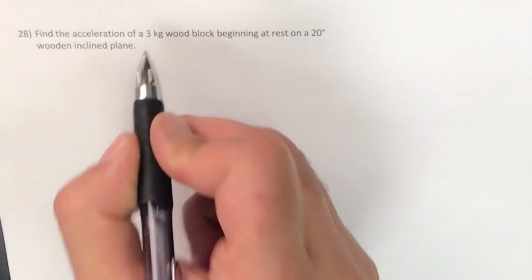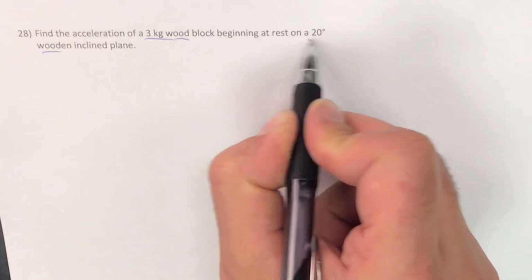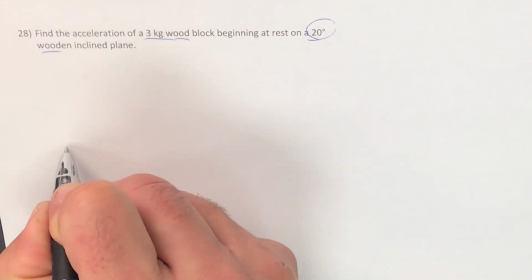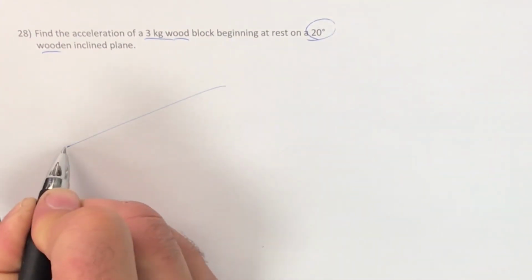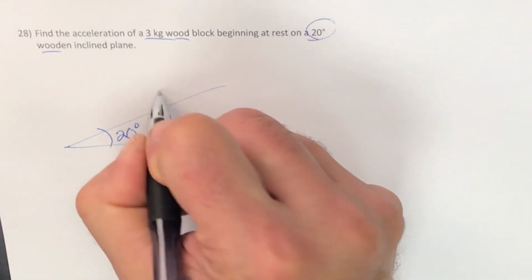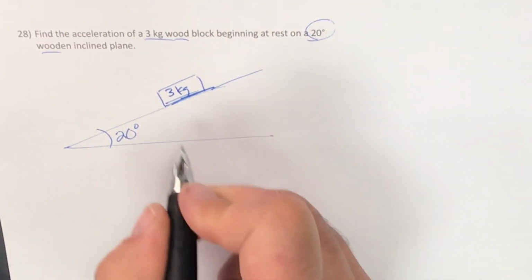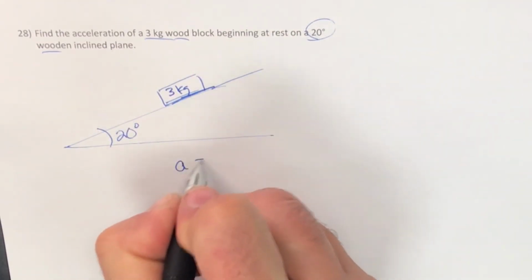Now find the acceleration of a 3 kilogram wood block beginning at rest. Wood block on a wooden inclined plane, 20 degrees. Okay, so a little bit steeper this time. Make sure that you show it less than 45 degrees. That is 20 degrees. Here is a 3 kilogram wood block on that surface. You're looking for the acceleration.